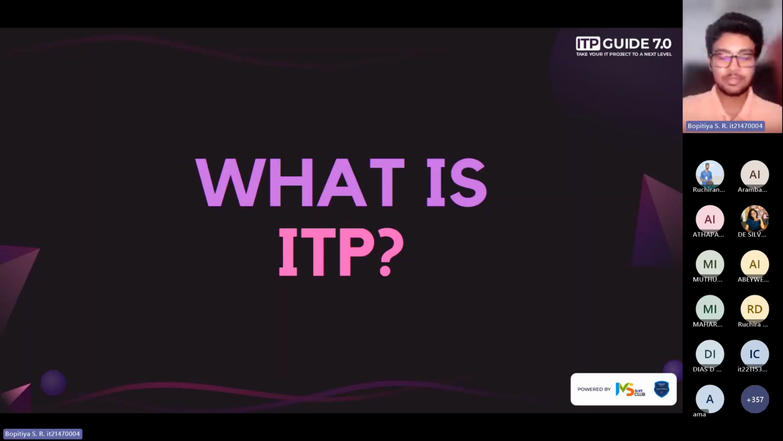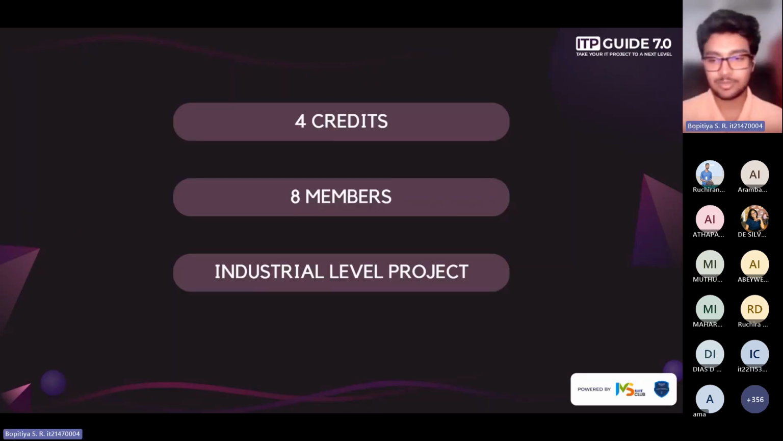Now, ITP is just a module with 4 credits, but involving 8 members, and it also involves an industrial level project. Aside from having some weight with 4 credits, the most important things in ITP are the next 2. Managing a team with 8 members is the first time that you get to experience this. Earlier, you may have worked with teams of 4 members, but this time it's double, right? So you need to know how to work with 8 members. I'll be taking you through that as well.